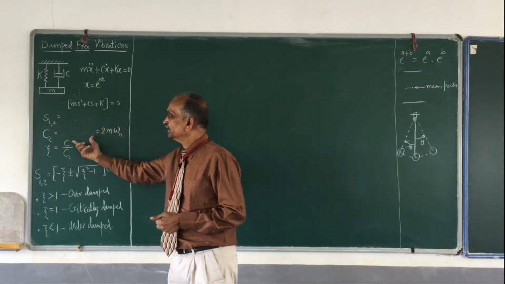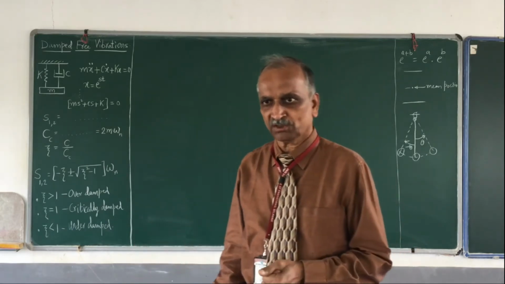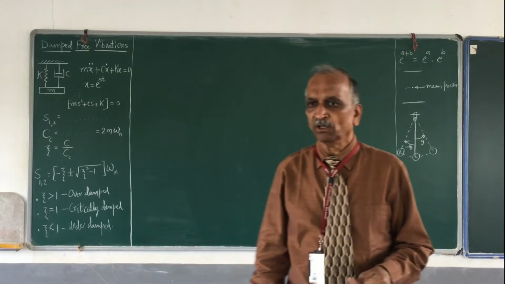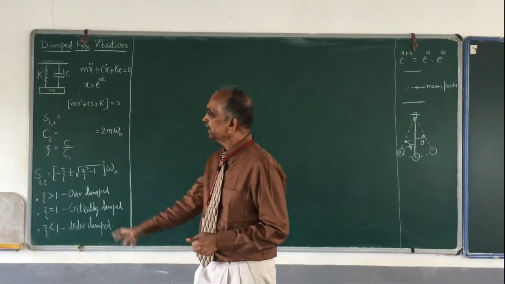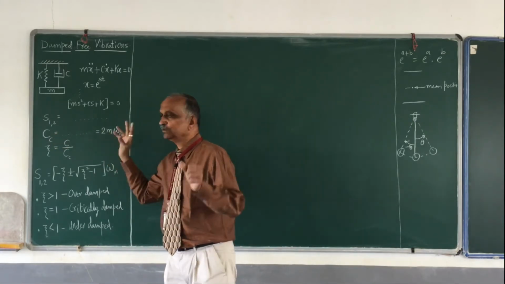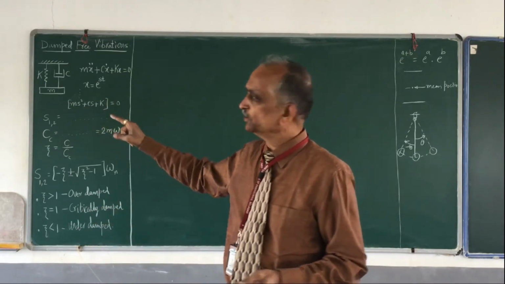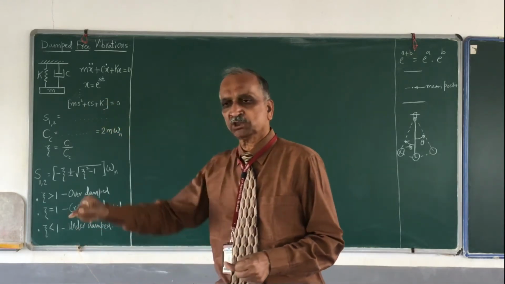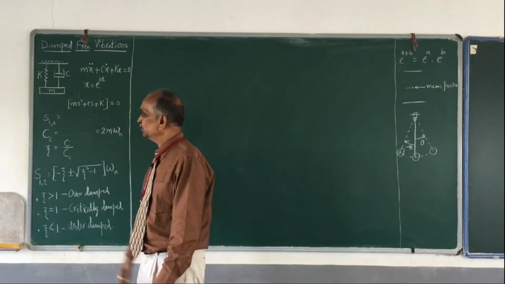After this I introduced a term called the critical damping coefficient, which is a special value of the damping coefficient that makes a certain term equal to 0. By simplifying that, we got Cc equal to 2m into omega n. If you substitute omega n, then you get Cc equal to 2 times the square root of k into m, the same thing, that is the critical damping coefficient.